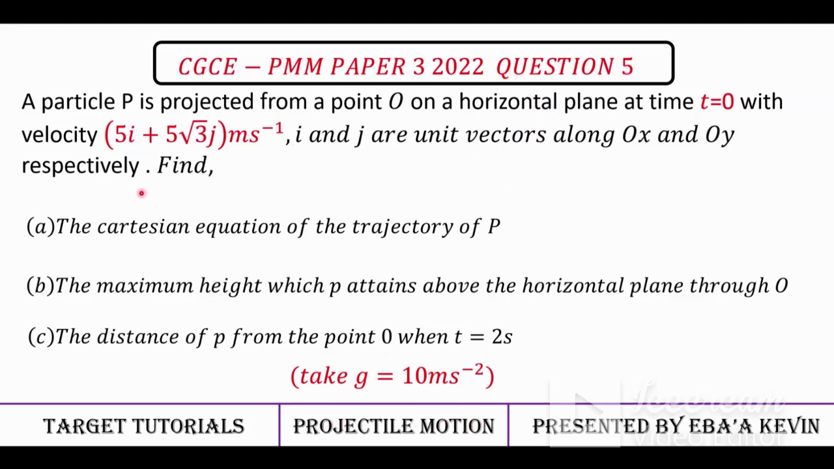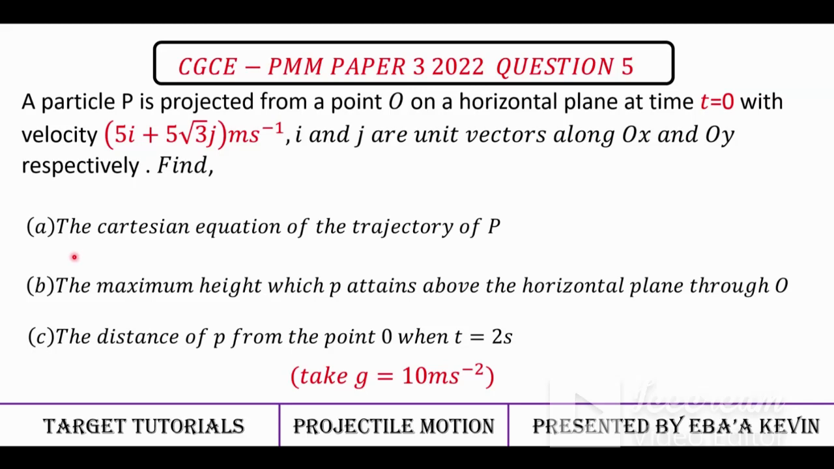The question reads: a particle P is projected from a point O on a horizontal plane at time t equals 0 with velocity 5i plus 5 square root of 3 j meters per second. i and j are unit vectors along OX and OY respectively. Find A, the Cartesian equation of the trajectory of P.